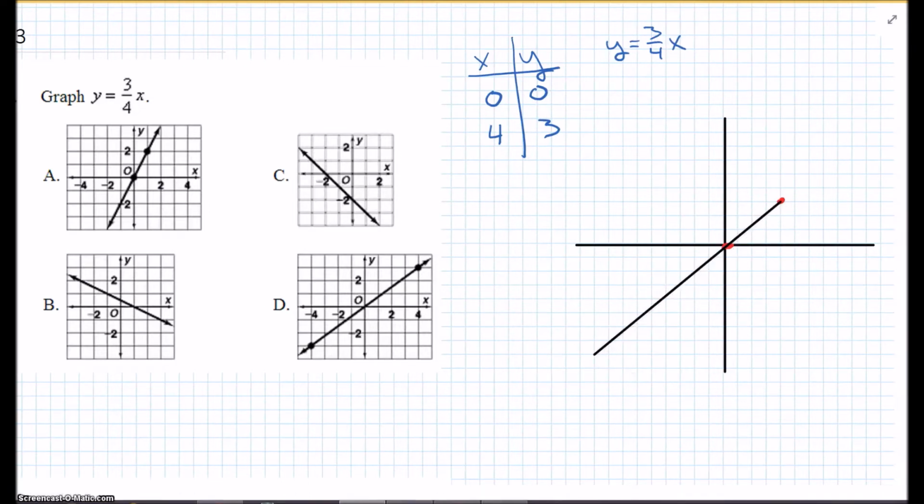So I think that would be D. We have a point at (0, 0), so that one's good, and that one's out. The next point is (4, 3). On D, let's look: 1, 2, 3, 4, then 1, 2, 3. The answer is D.